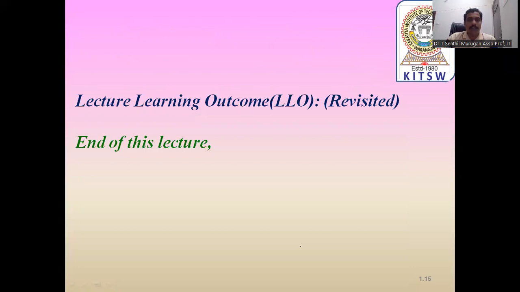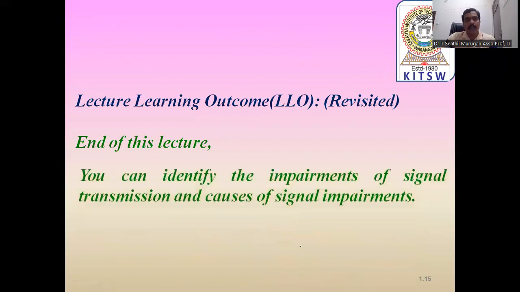Now you can see the lecture learning outcomes. At the end of this lecture, you can identify the impairments of signals. You know whether impairments are there or not in the signals. Even if they are there, you know what types of causes are there for making these impairments, the different causes for the impairments of the signals.